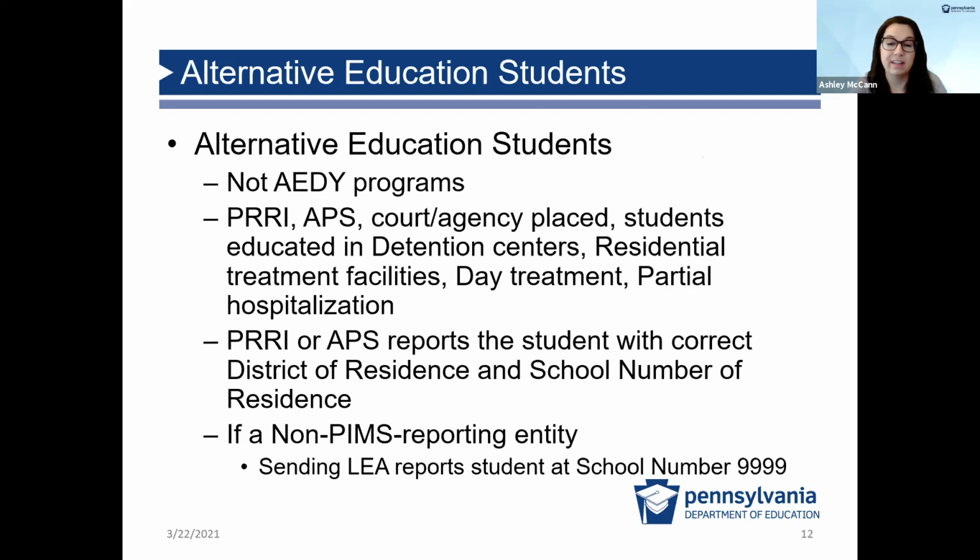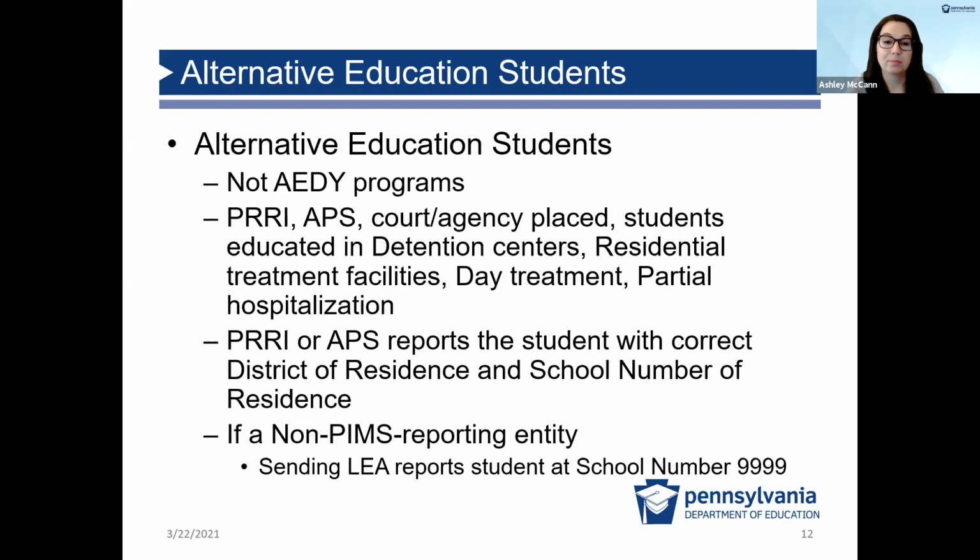So then we have alternate education students. These are not AEDY programs. These are students in a PRRI, an APS, quarter agency placed, students educated in detention centers, residential treatment facilities, day treatment, partial hospitalization. The PRRI or APS will report the students with the correct district of residence and school number of residence, so that when it comes to accountability and everything, they will be attributed back to their home district.